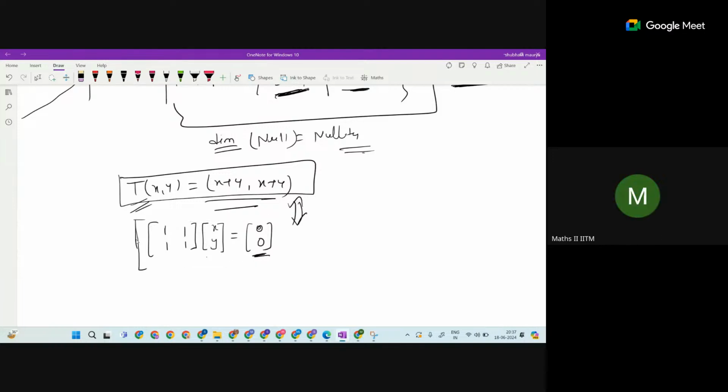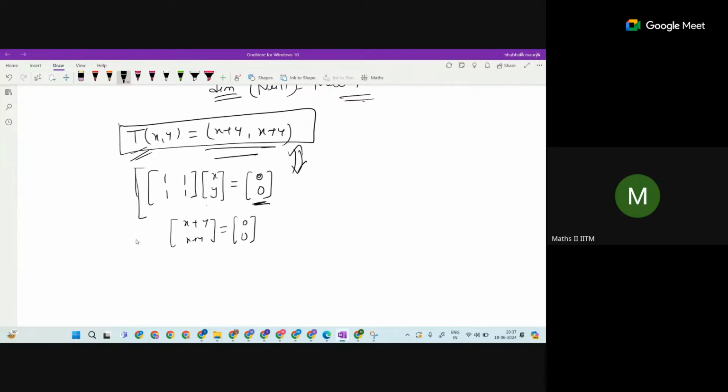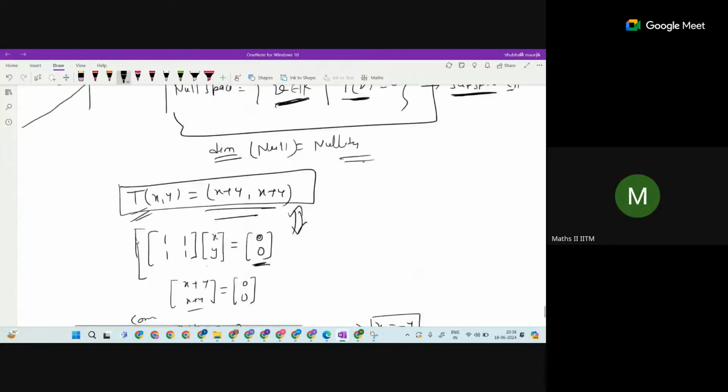Now let's do the matrix multiplication. We'll get x plus y and x plus y. This is equal to 0, 0, because the image is going to be the origin. This gives you x plus y is equal to 0 and x plus y is equal to 0. Both separately give the same comparison, and this gives you the same function. That means x is equal to minus y. So that means the null space is that line.